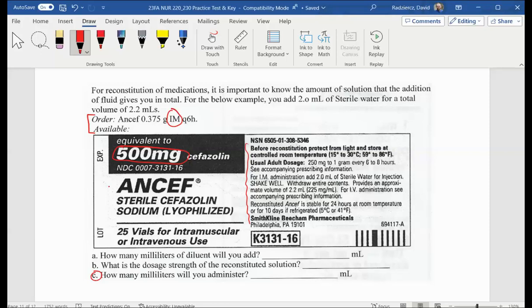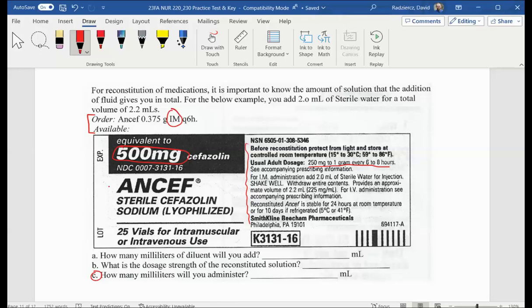Now, something that's going to be helpful for you, especially when you get into pediatrics, is your safe dosage ranges. You'll see here it says usual adult dosage, 250 milligrams to 1 gram every 6 to 8 hours. What's my order? My order is 375 milligrams every 6 hours. So that's a safe range. It's the normal, usual adult dosage. We're assuming that this is an adult that this has been prescribed to. Obviously, we don't know that, but based off the context of the question, I think we can assume that.